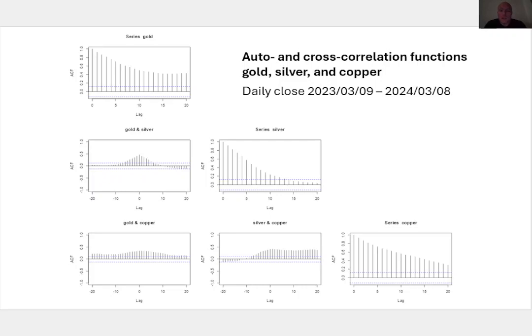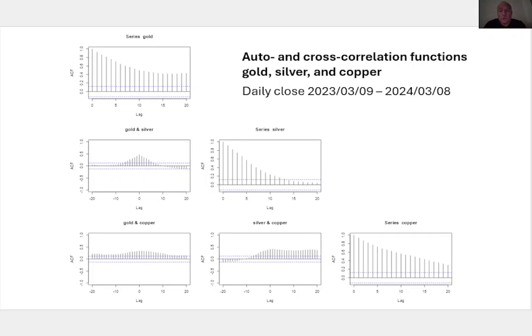In this video I take a look at the charts of these three metals, gold, silver and copper, using daily open, high, low and closing prices since the 9th of March last year until Friday's close, which was the 8th of March 2024. So here we see the auto and cross correlation functions of gold, silver and copper, with the lags on the horizontal axis being trading days and using the daily closing price of each metal as data.